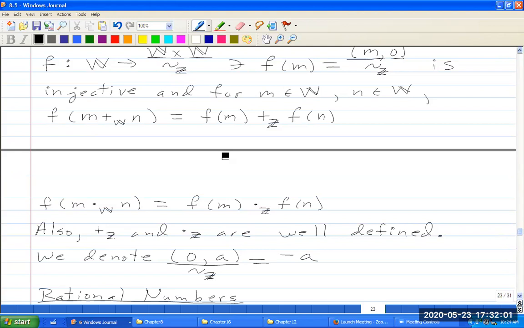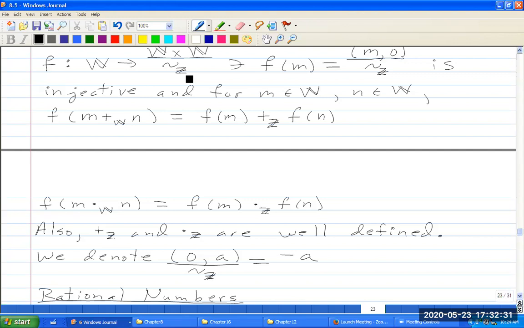Also, the addition and multiplication for integers are well defined. And we denote 0, comma a, modded out by this equivalence relation, as just minus a. Then everything that I said from before works, and it just gives you the same sort of notation that we're used to looking at.